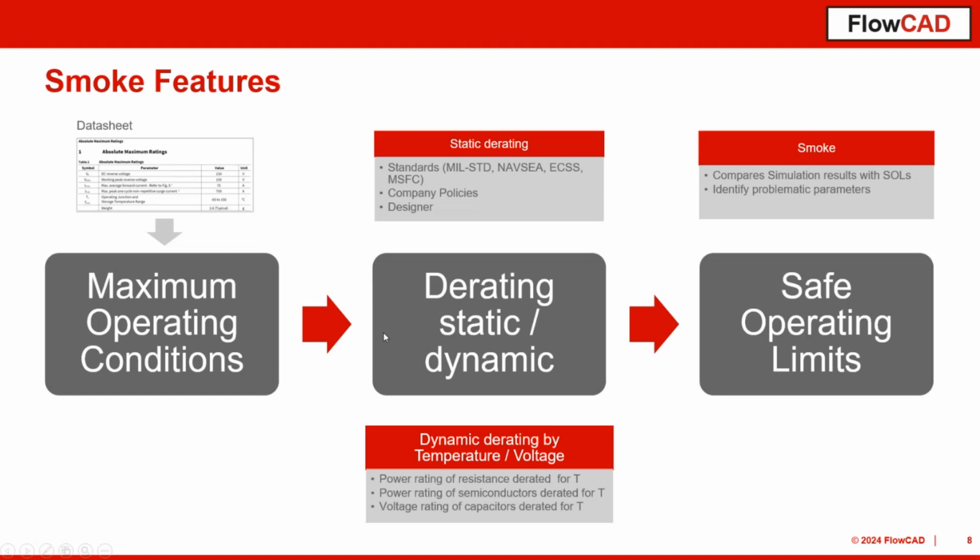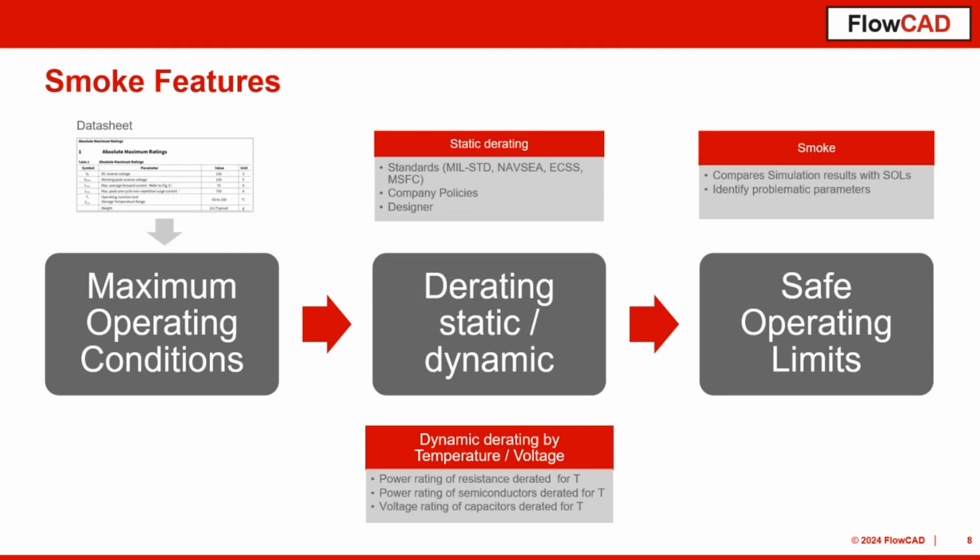The next step is to apply a safety margin on the maximum operating conditions, because you do not want to operate devices at these limits. That is called derating. You have a static derating and a dynamic derating. Static derating is just applying a factor on all the parameters of the different devices. There are standards, and some companies have to apply these standards.